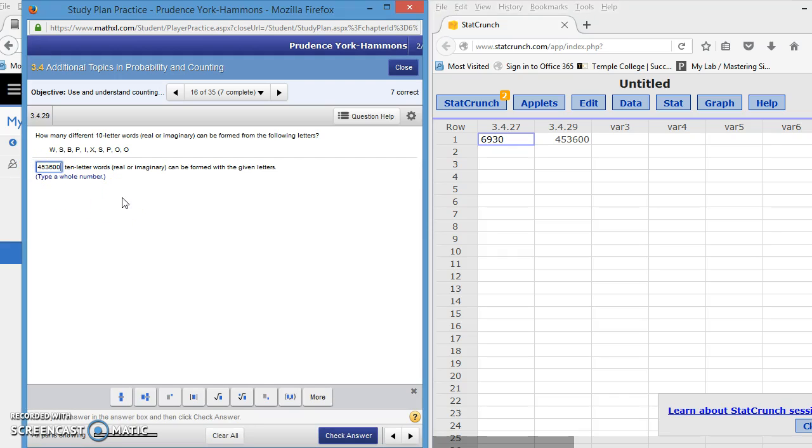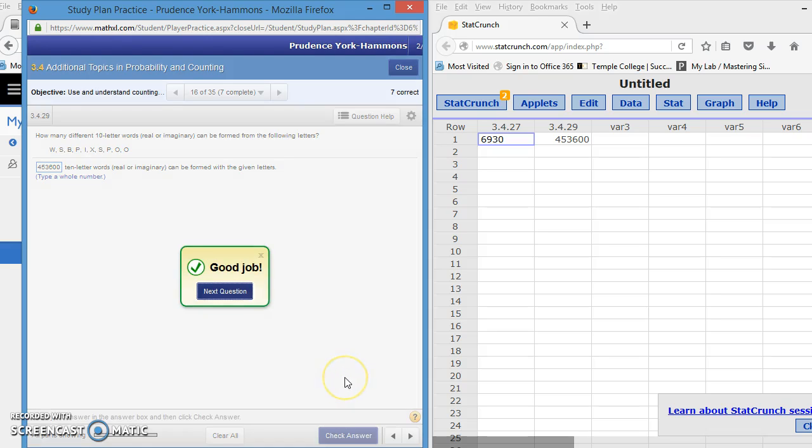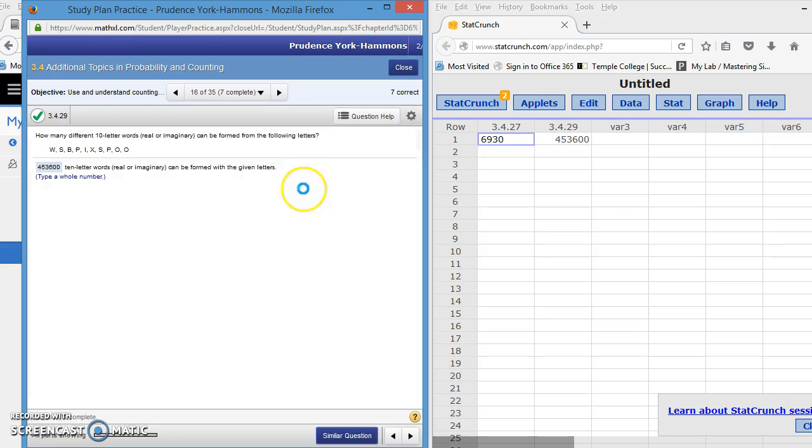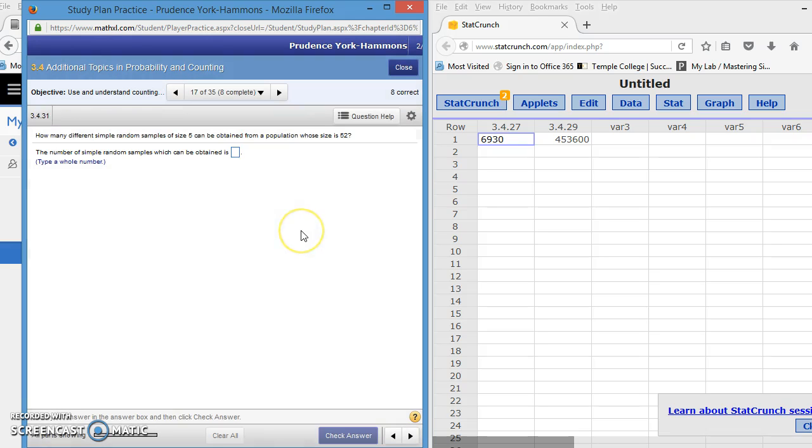453,600. Now I didn't put a comma in there, but it will know that you mean 453,600. So let's check that answer. Good job. So we got the correct number of different types of words. Again, real or imaginary. Well, let's see if we've got another question that's somewhat similar.